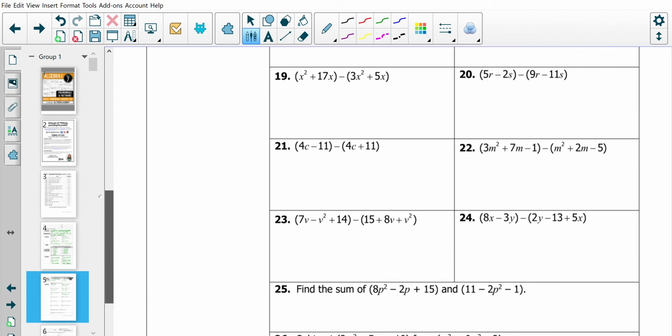Okay, so what am I going to have first? Your negative 2x squared. So x squared minus 3x squared is what? Negative 2. Negative 2x squared. And then plus 12x.